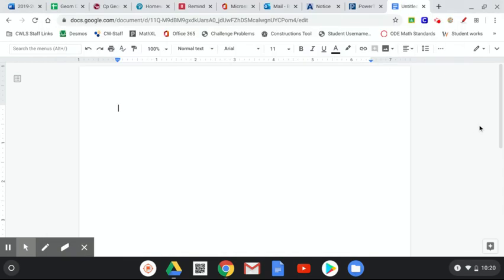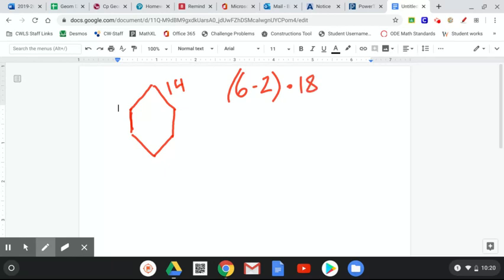So I'm just going to copy this figure onto this Google Doc because I can't really write on the Math Excel screen. Okay. So we have our hexagon there, and it tells us that the one side length is 14. Now, in a regular hexagon, you have to do the 6 minus 2, times 180, and you get 720, and you divide that by 6, because there's 6 sides, and that's going to give you 120 degrees. So what we found is that this angle over here is going to be 120 degrees.